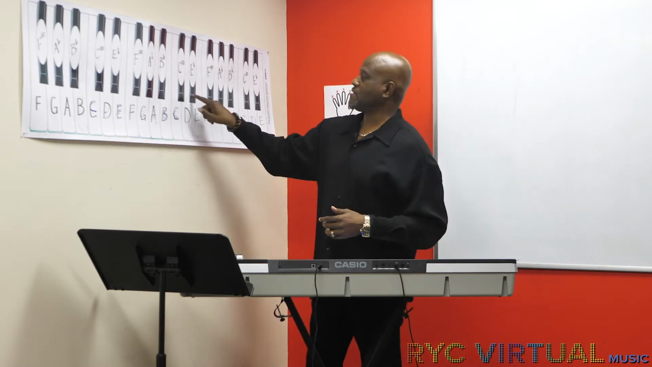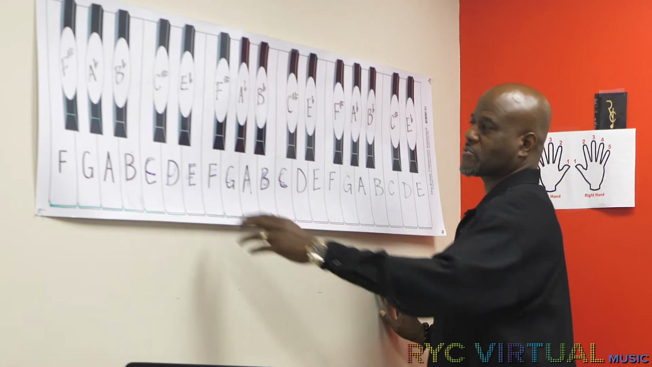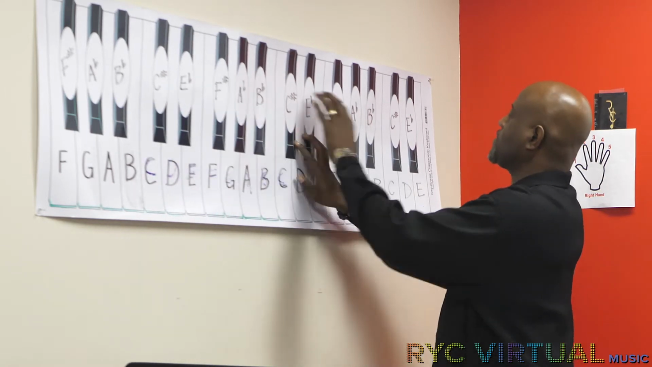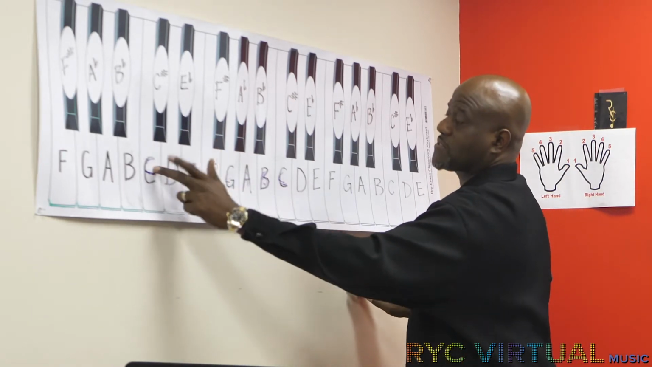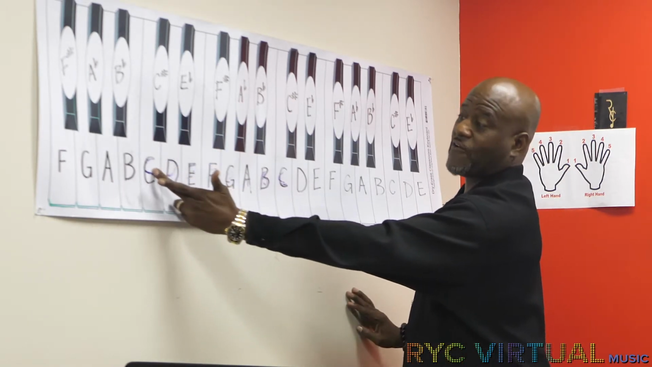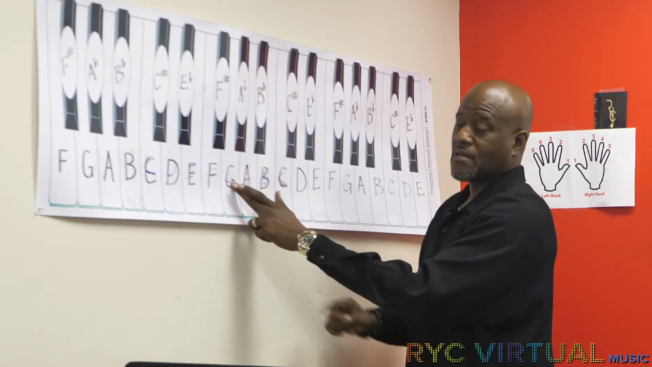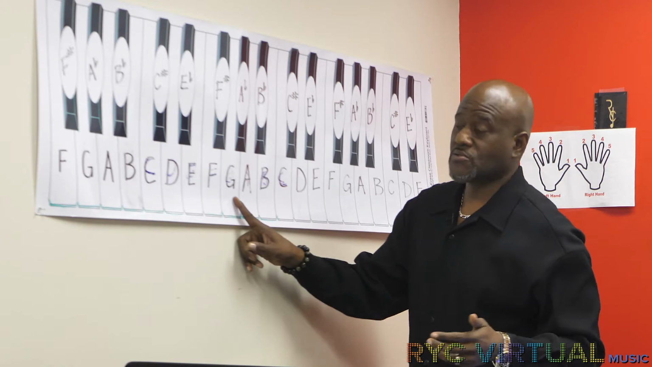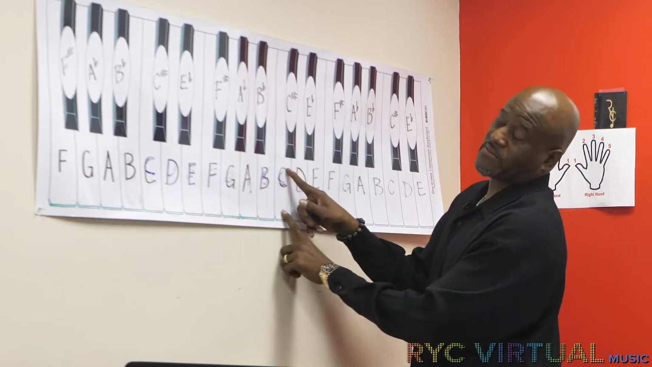So let's talk about how to find your notes. Two black notes to the left is always going to be C. No matter what, whether it's a keyboard or piano, it's always going to be 2 black notes, 3 black notes, 2 black notes, 3 black notes, 2 black notes, and so on and so forth. Two black notes to the left is going to be C. Then it follows the alphabet. C, D, E, F, G. Once we get to G, we go back to A, B, and C. And guess what? C takes me right back to the 2 black notes to the left.